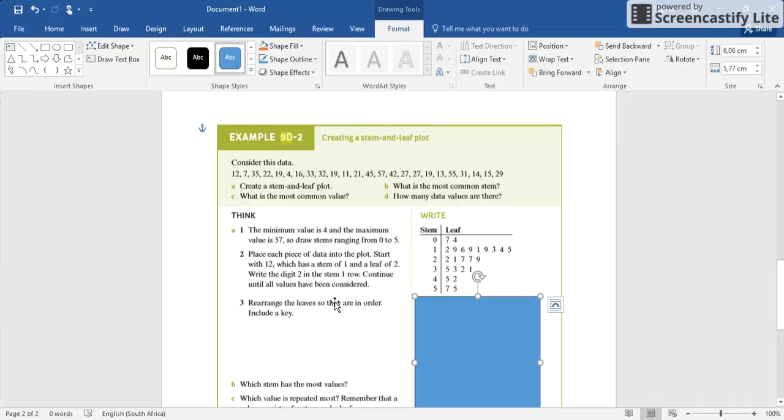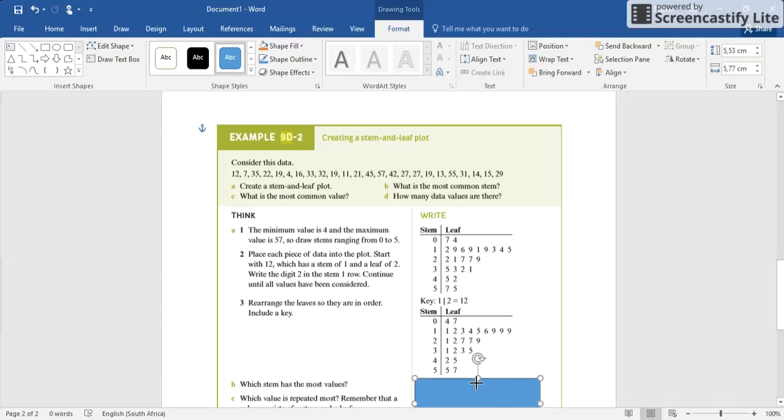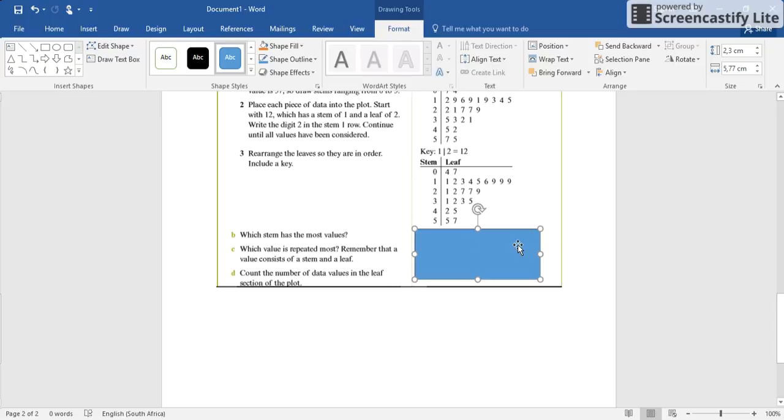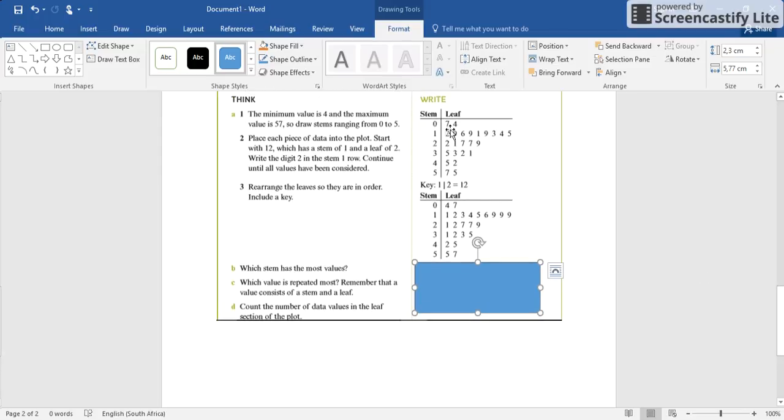Rearrange the leaves so that they are in order and include a key. So the key shows you that 1 with the line 2 is actually 12. So it shows you that 4 and 5 would actually be 45, or 4 and 2 would actually be 42. And then you've got to rearrange it. Let's go back up. They want you to keep the stems in order, but the leaves in order too, so 4 becomes before 7. Can you see in the top, 7 came before 4. And there would be 2, and then 9, 6, 9, 1, 9, 3, 4, 5. We would put 1 in the beginning, 2, 3, 4, 6, 9, 9, 9. And if there's 3 9s, you put 3 9s in.